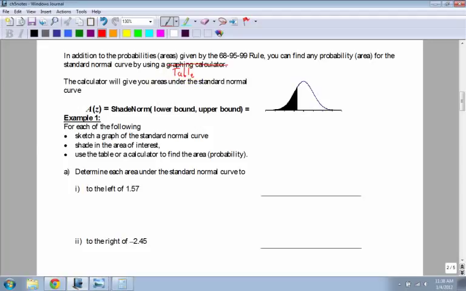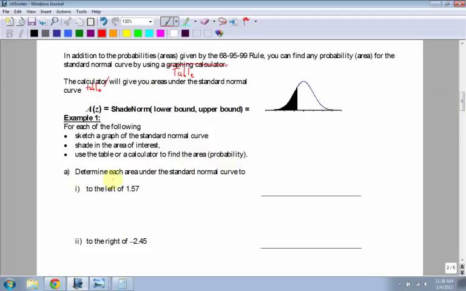The table or calculator, doesn't matter, will give you the area always to the left, okay? You can use a graphing calculator for this, but I'm just going to show you how to use the tables, because it's just as easy. So, first thing, sketch a graph of the standard normal curve, shade in the area of interest, and use the table or calculator. We're going to use the table to find the area.